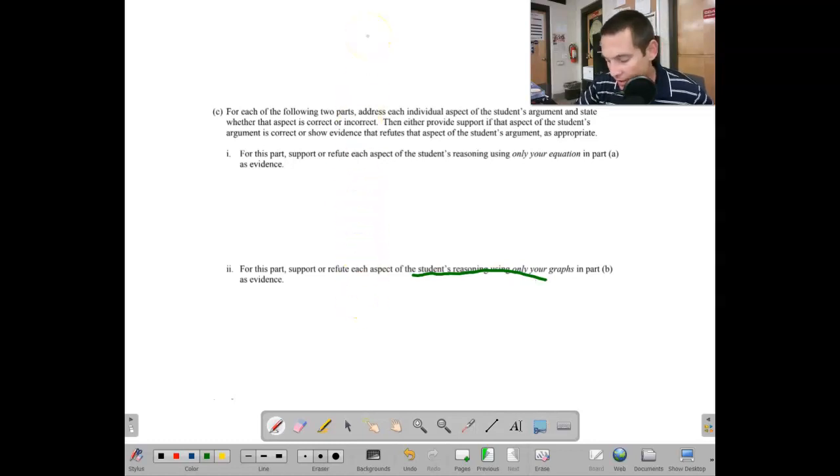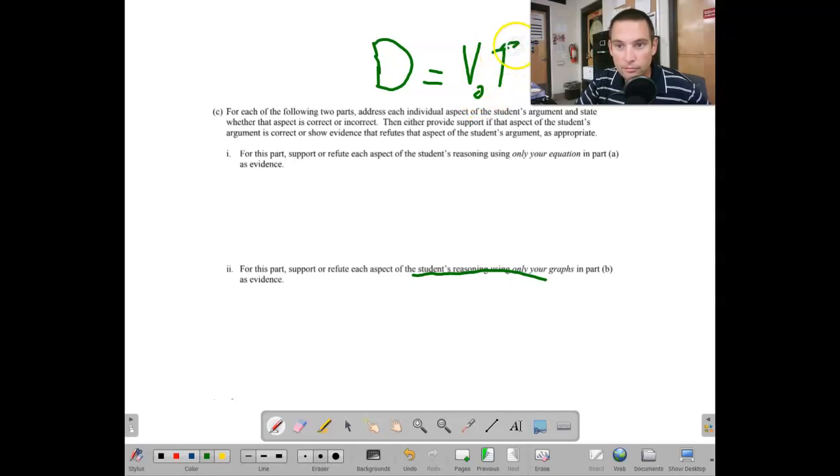But let's say we didn't get part A, or we got part A wrong, which is possible. Hey, nobody is perfect, right? So let's say we came up with this equation where capital D equals V naught times T. And we totally disregarded the actual stopping distance. We just used the regular formula. Not good. Not good at all.